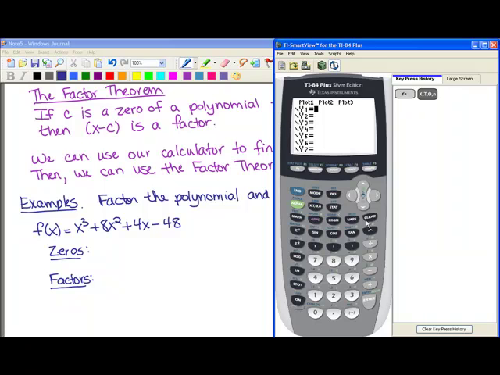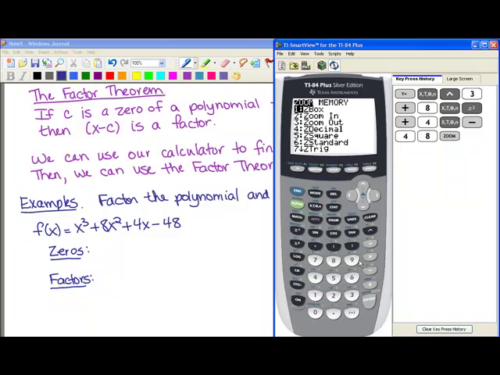In the graphing screen, we have x to the third plus 8x squared plus 4x minus 48. We'll use a standard window, zoom, number 6. Now remember, the definition of a zero is an x-intercept. So the real zeros are here, here, and over there. So we have 3 real zeros.